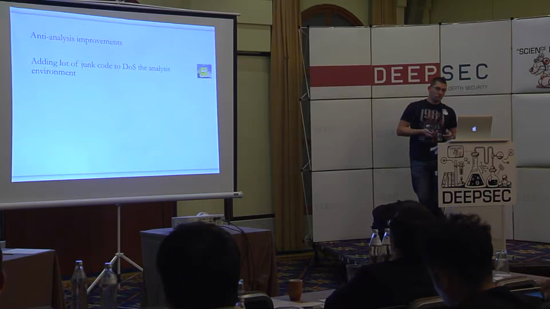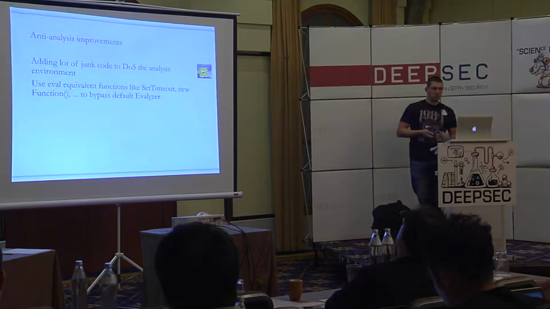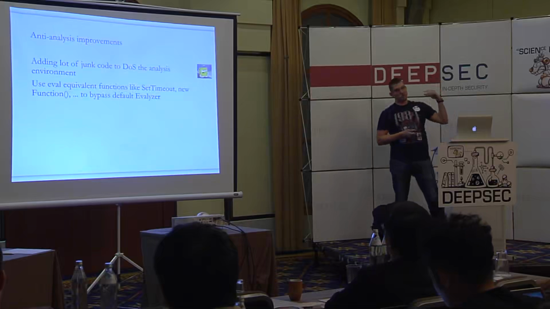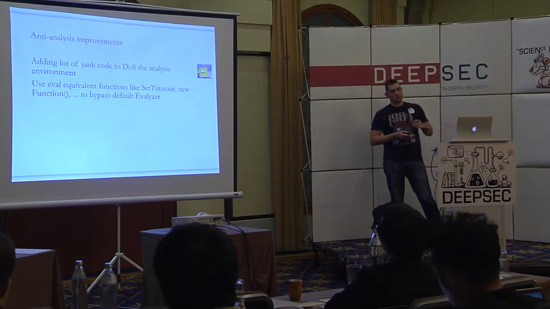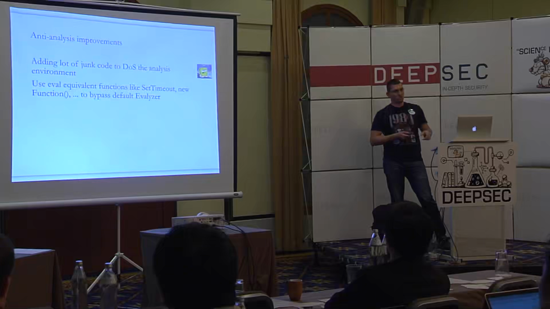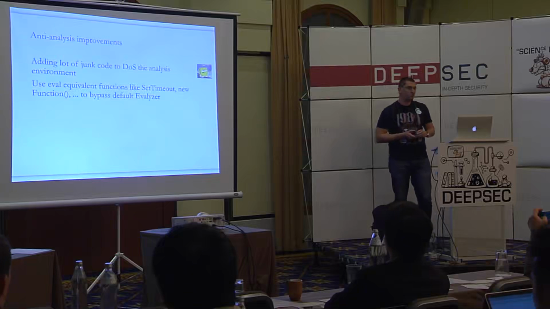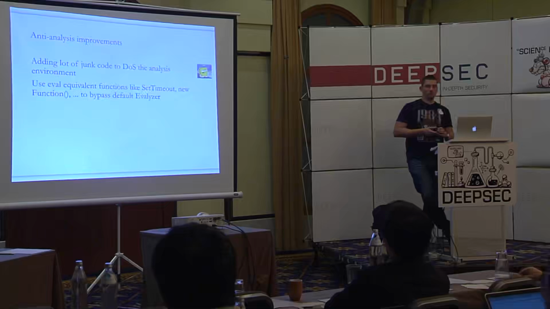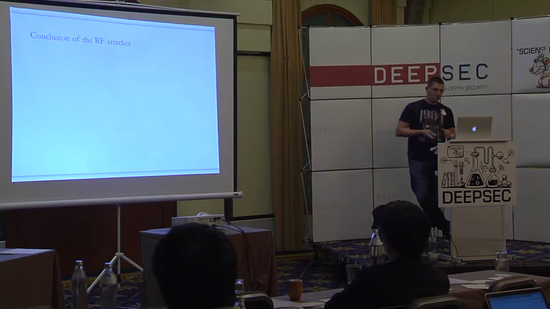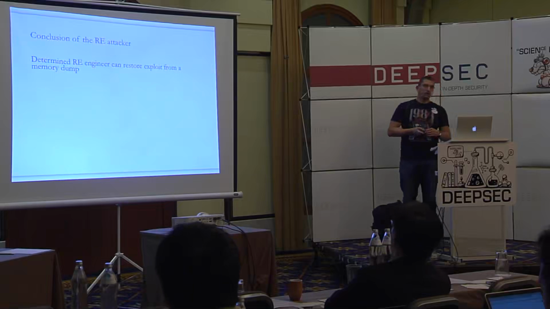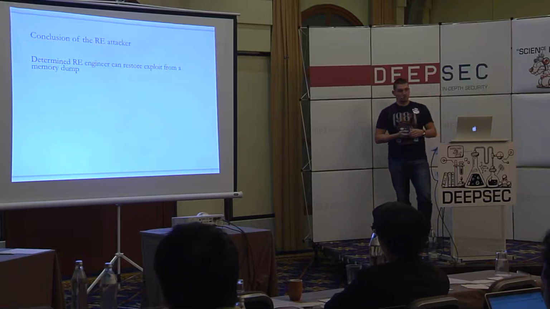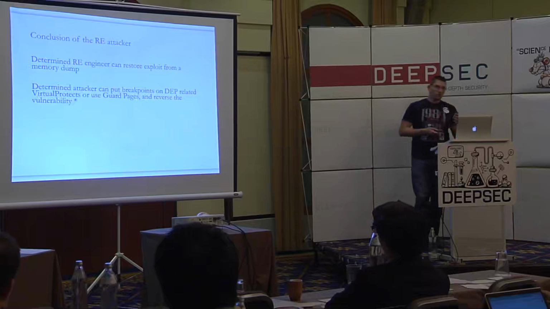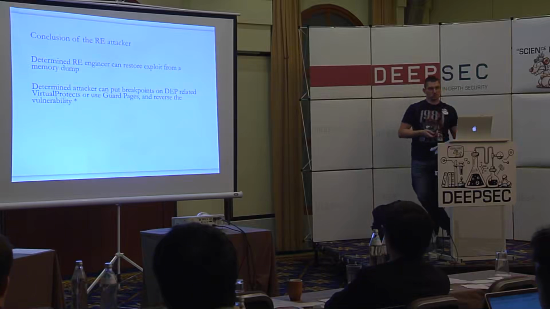But you can also add a lot of junk code. And the best way to bypass this debugger-based analysis is to use functions other than eval or document.write. It turns out JavaScript is so flexible that there are around 40 different functions you can use with the same functionality as eval. So a determined reverse engineer can always restore the exploit from a memory dump, or they can put breakpoints on exploit-related function calls and that way inspect the memory.